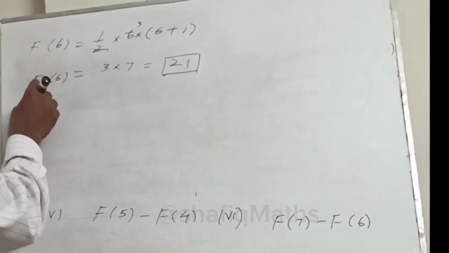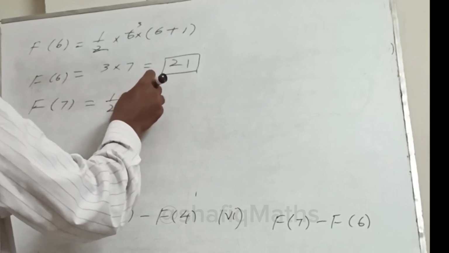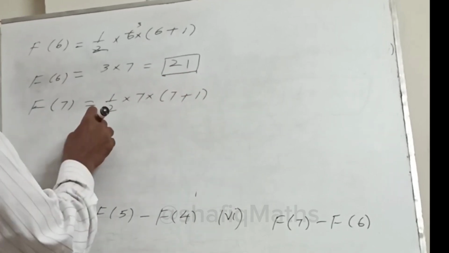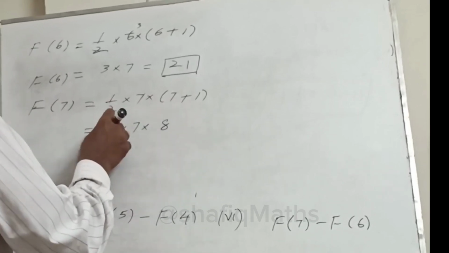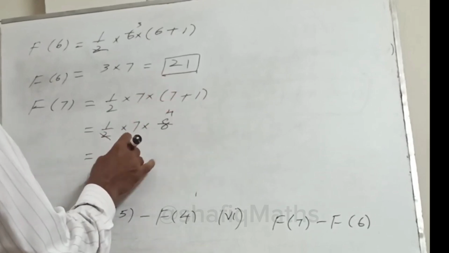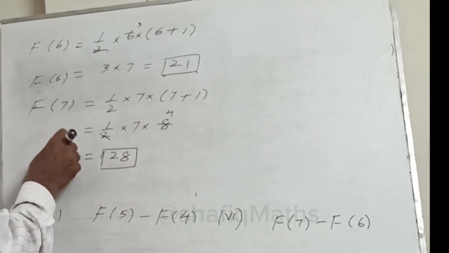Now we are finding f7. f7 equals 1 upon 2 into 7 into 7 plus 1, that is 1 upon 2 into 7 into 8. 2 ones are 2, 2 fours are 8, 7 fours are 28. So this is the value of f7.